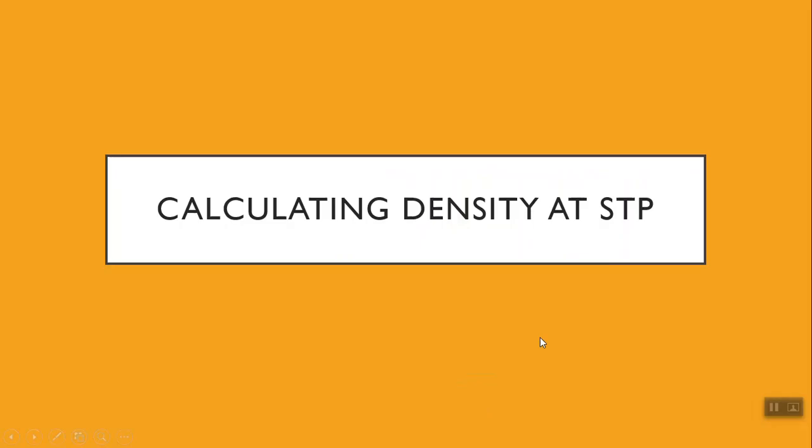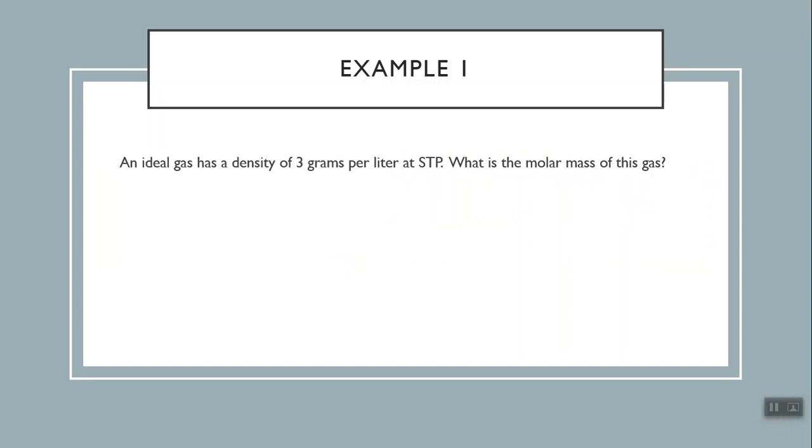Now that we saw the volume of 1 mole of a gas, let's calculate the density of a gas at STP, standard temperature and pressure. Our first example says an ideal gas has a density of 3 grams per liter at STP. What is the molar mass of this gas? Well, we're talking about density, right? And you remember the formula for density? Density equals mass over volume. But instead, let's use density equals molar mass divided by the molar volume.